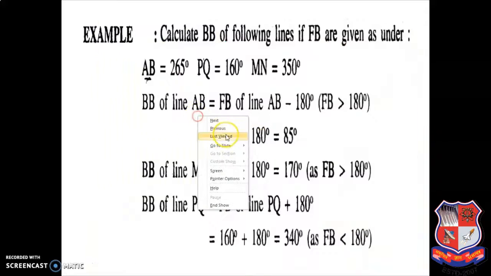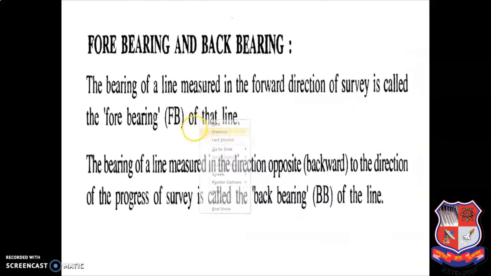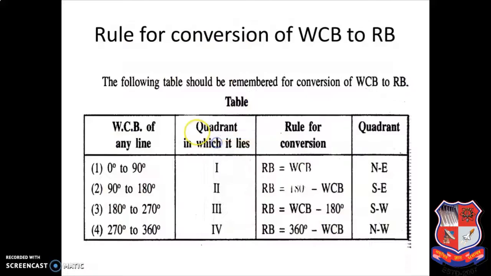Now come to the same table. You can see your WCB line lies in the second quadrant. What is the rule of conversion? RB is equal to 180 minus WCB. WCB is given as 130. Just put the value here, 130. 180 is already there. 180 minus 130, what is the value? 50. And your line, the second quadrant line, is approaching toward which pole? South pole. So always you have to write this way: south 50 degree east. You only have to see which pole.